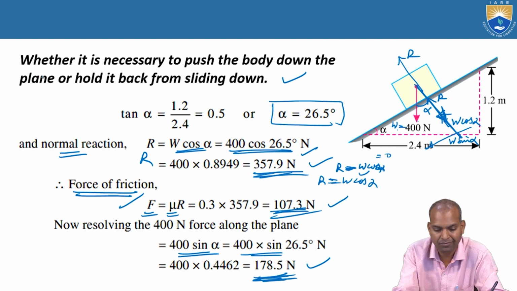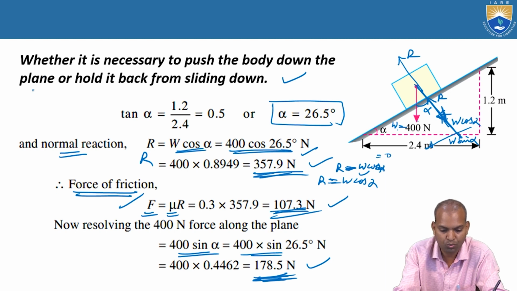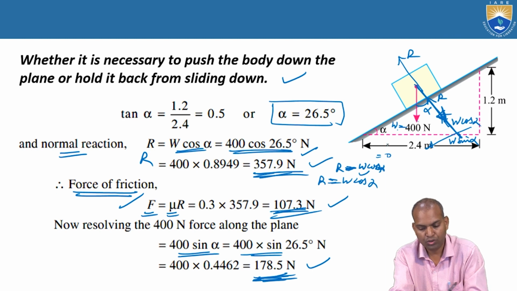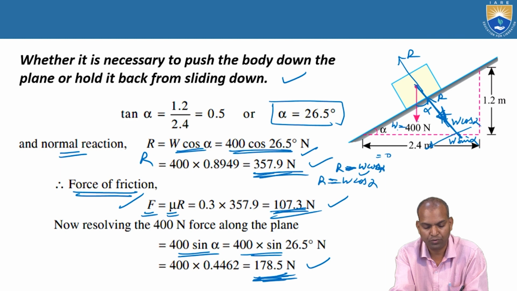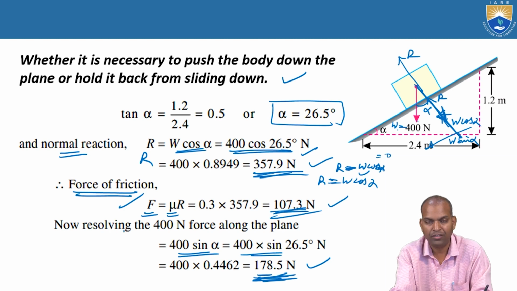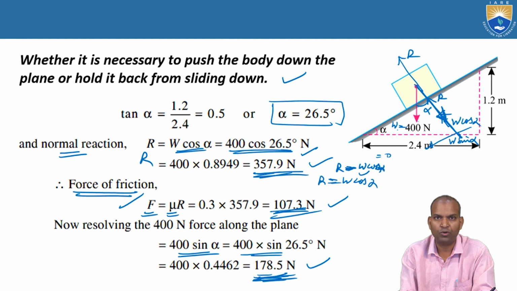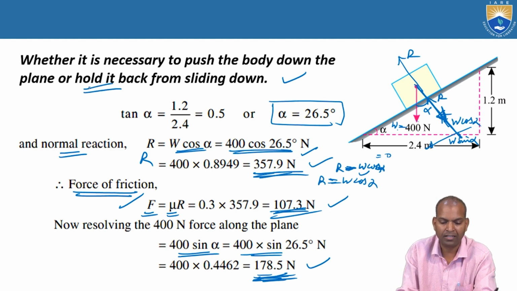By comparing these two values, we are going to give a conclusion whether it is necessary to push the body down the plane or hold it back from sliding down. You can understand. Here the force coming down is 178.5, but the friction force is 107.3. The 178.5 is greater than the friction force. Is it necessary to push the body down the plane? No need to push. What is required is to hold it back from sliding down.